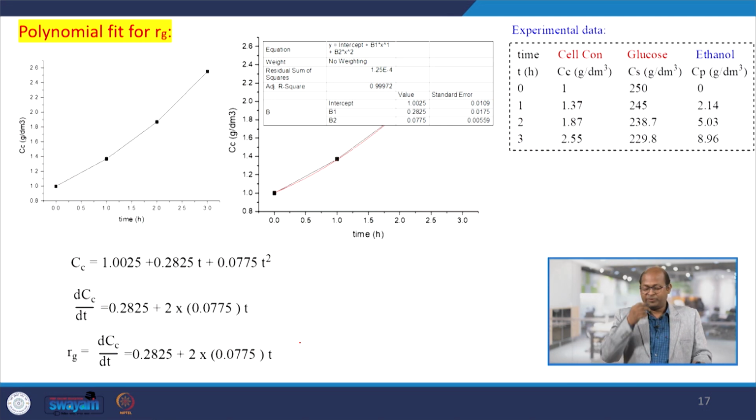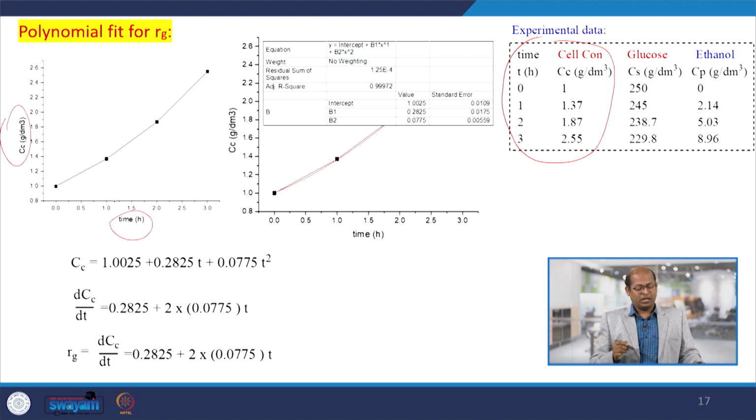Okay. So, first what we have to do, these are the components we have to plot: cell concentration on the y axis and time on the x axis.